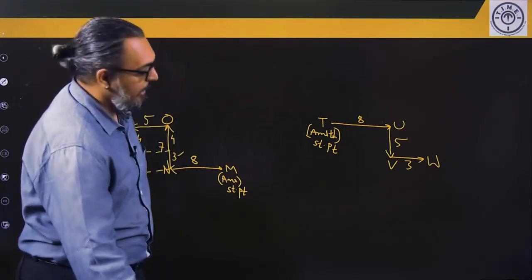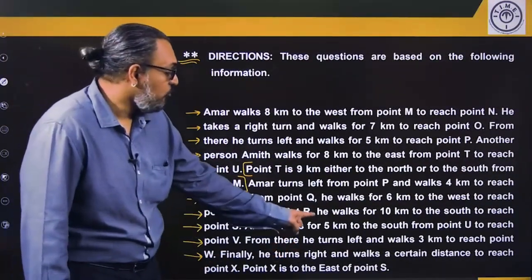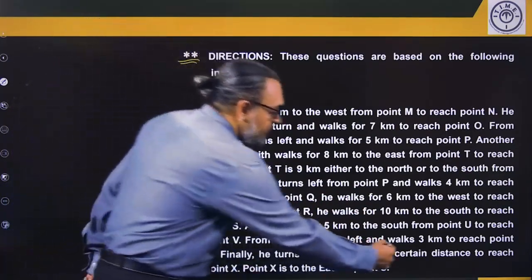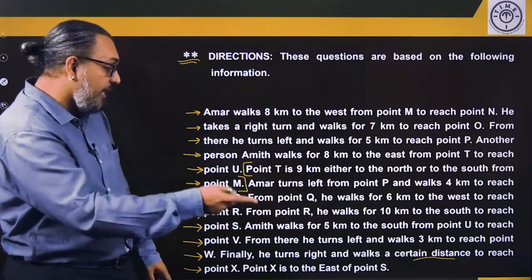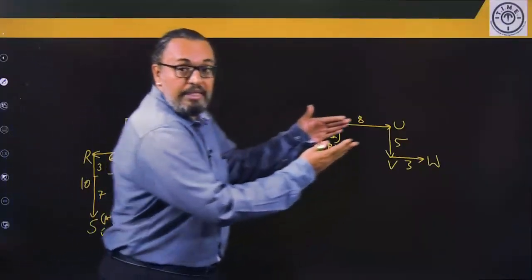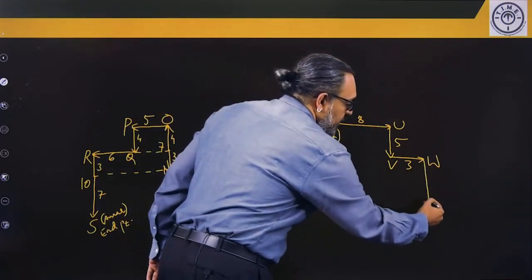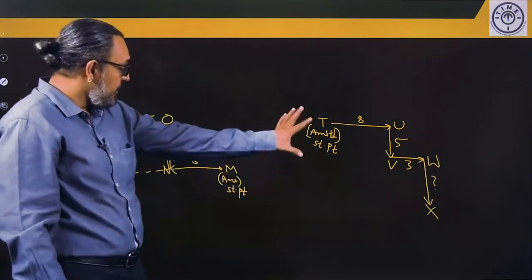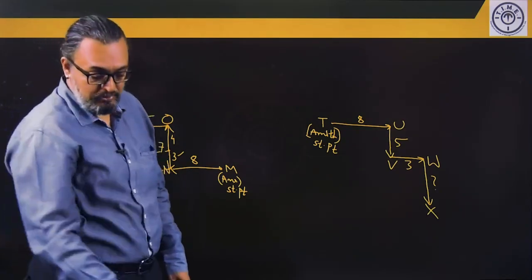Yes. Then what else we have? Finally he turns right and walks a certain distance to reach X. Now the distance is not given. See, here he is talking about a certain distance. The distance is unknown. Now from east turning right is towards south. So he turns right and walks a certain distance. I don't know what distance it is. He reaches point X. That is the travel we have for Amit. Understanding the point here?